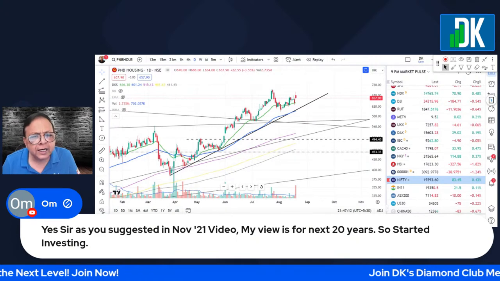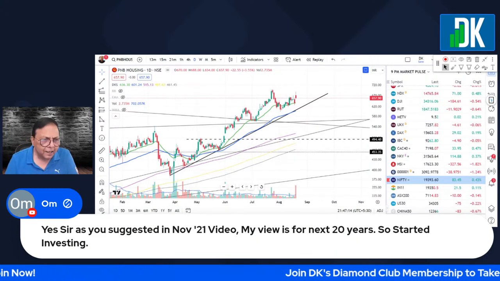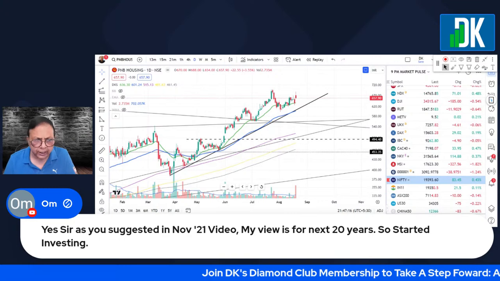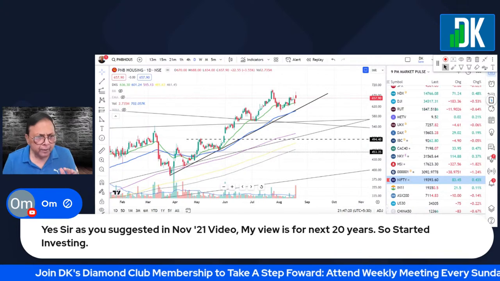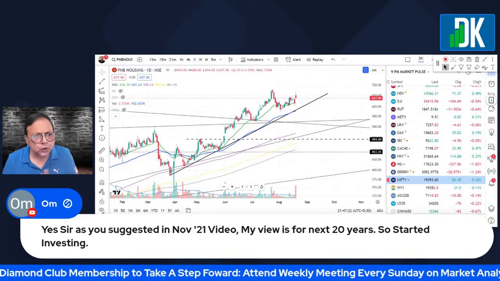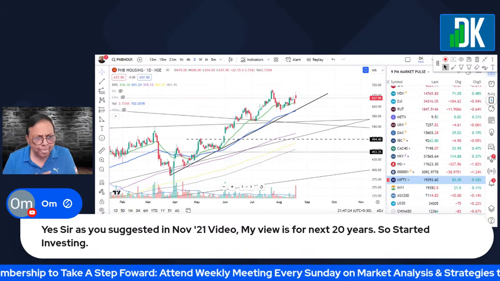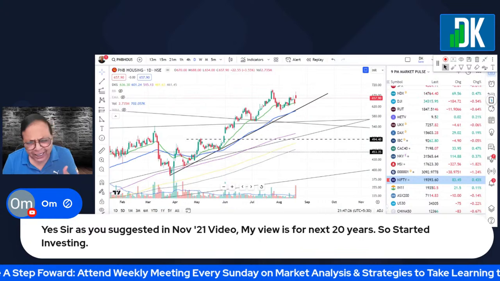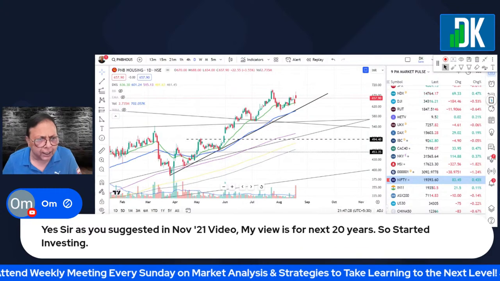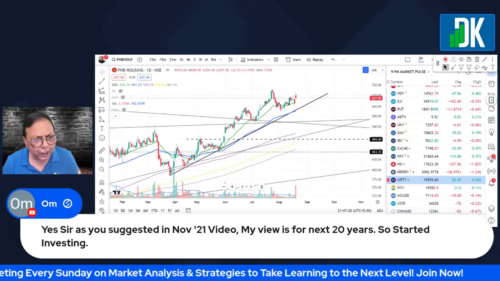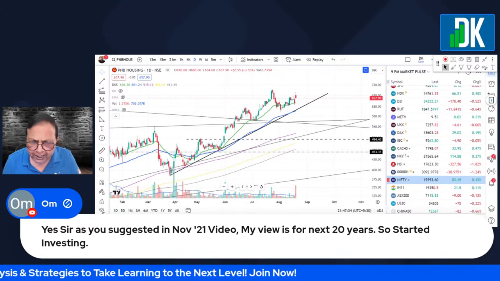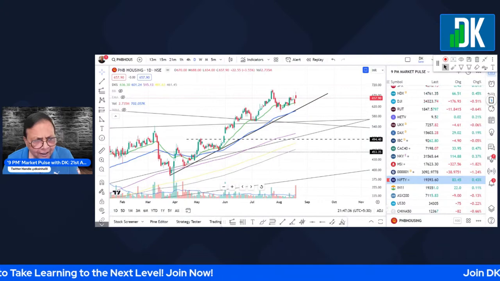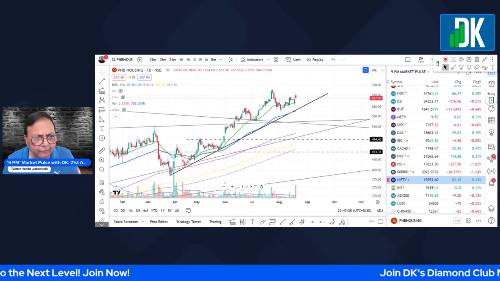You suggested in November, yes. So this is a long-term story. Don't be disturbed by short-term volatility, because its constituents are so strong, it has Apple, it has all top companies in the world. So the possibility of its failure is very, very less. So just keep on holding it with the sole aim of creating wealth.